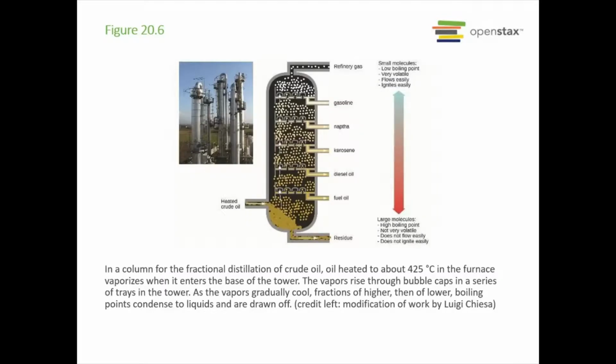So this is a picture on the left, and then on the right is a schematic of fractional distillation of crude oil. It goes into this heated column, and the lighter, more volatile organic compounds are going to come out through the top, and then it separates them based off of their density as they boil in the column. And then the residue is pulled off. So this is how we get our different types of fuels.